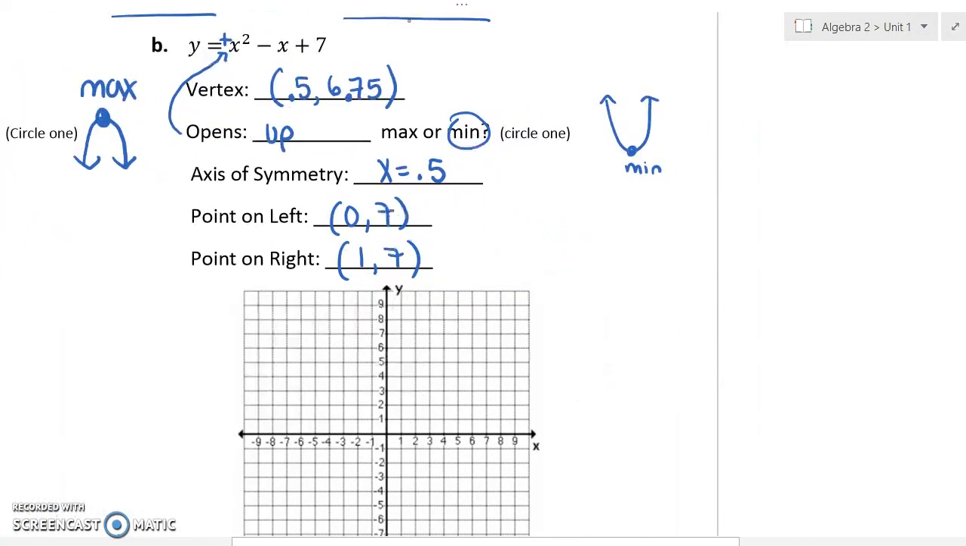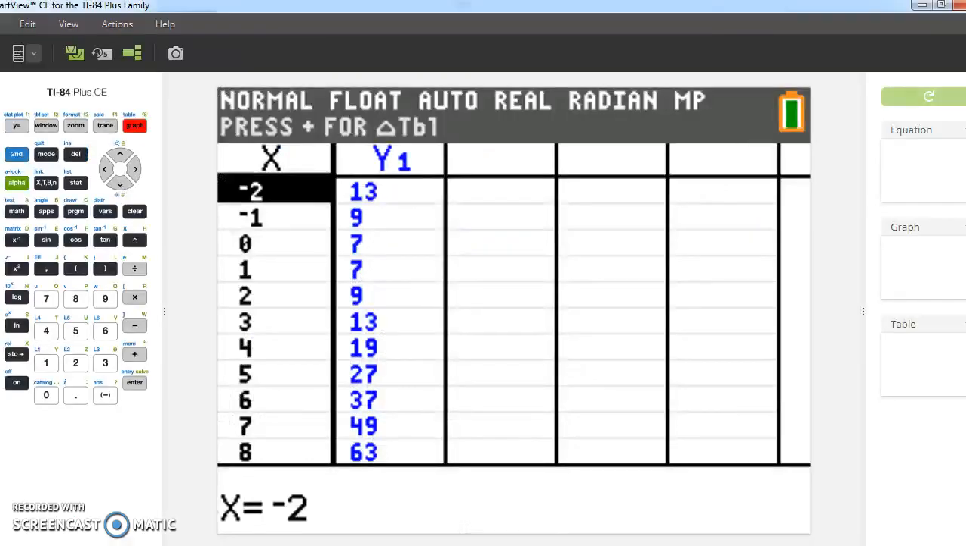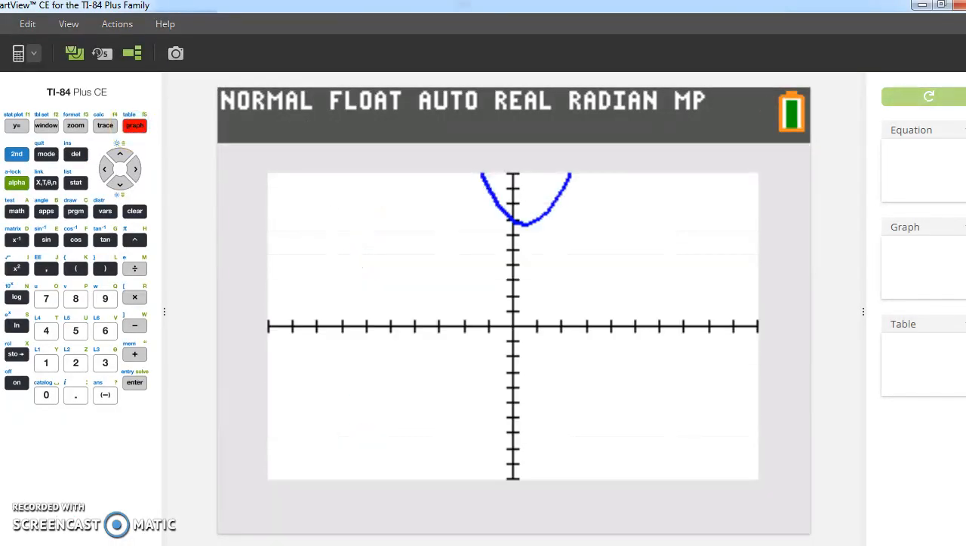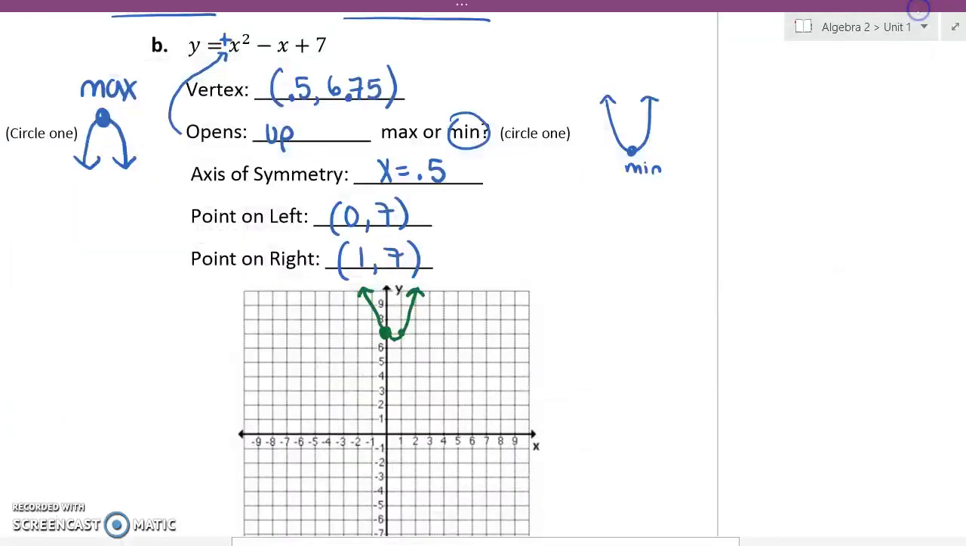So let's change our color a little. We have 0 and up 7. Here's that point. We have a half and 6.75. Like that. It's so hard to see. And then 1 and 7. So you can kind of see the difference. And we know that it's supposed to be a U. So we're going to mimic a U, so that's our U, and you can see that it's starting just like the graph did up top. It's not really touching the x-axis.